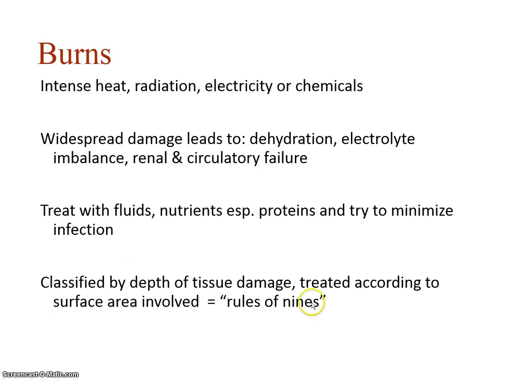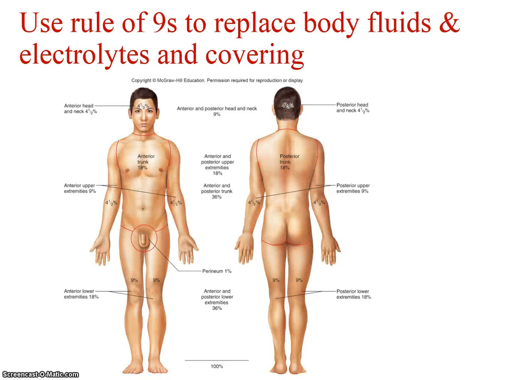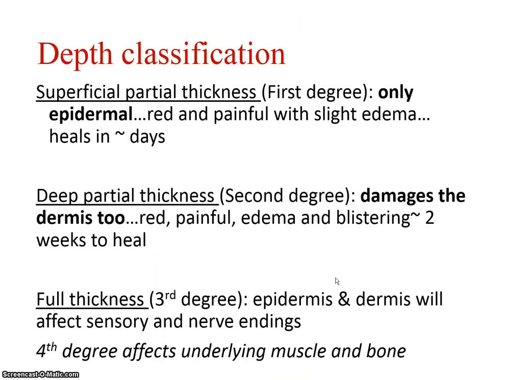We classify burns by the depth of the tissue damage, right? And we treat them according to the surface area involved. And there's a rule of nines. Now, I'm not going to test you on the rule of nines, right? This is really more for clinical aspects, all right? So this is how you figure out how much fluid and electrolyte to treat them with. So you won't do this for me, all right? This is just remarking about how you would come to this calculation in treating someone with burns, all right?